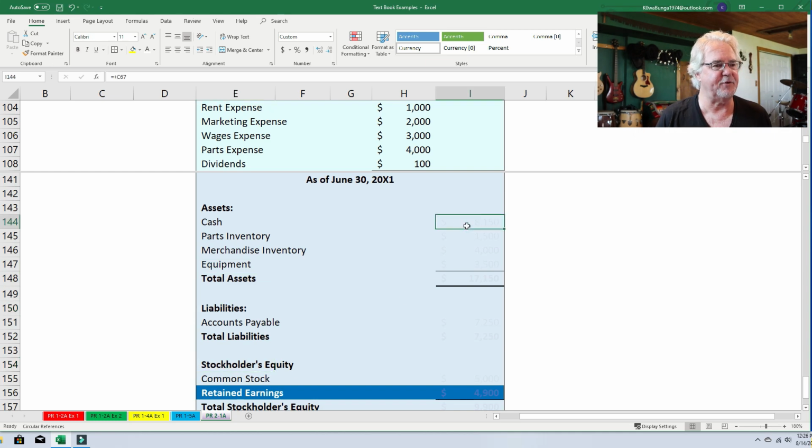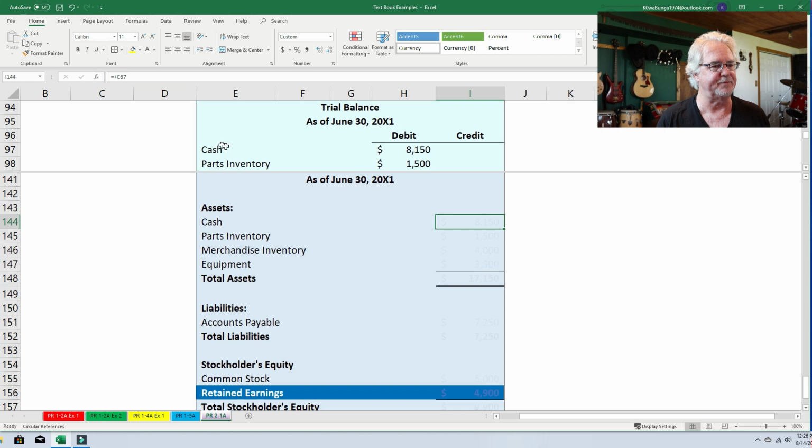How much cash did Fred have at the end of the month? Well, all we got to do is look on our trial balance. Look at that, guys. Cash, $81.50. So all you do is write it down. Don't do any adding or subtracting. Just take the number off. But make sure you write it down correctly.